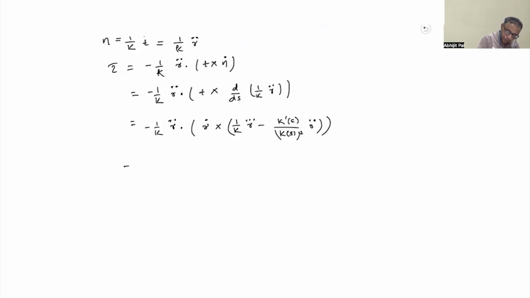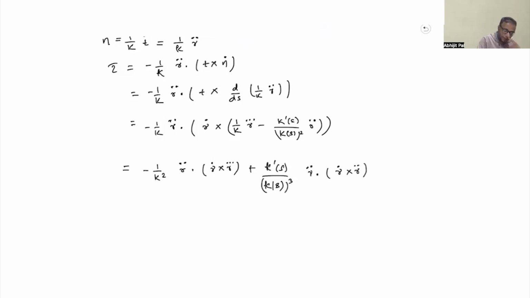And so now this is equal to minus 1 by k square gamma double dot product with gamma dot vector product with gamma triple dot, plus k prime s divided by k cube, gamma double dot product with gamma dot vector product with this gamma double dot.